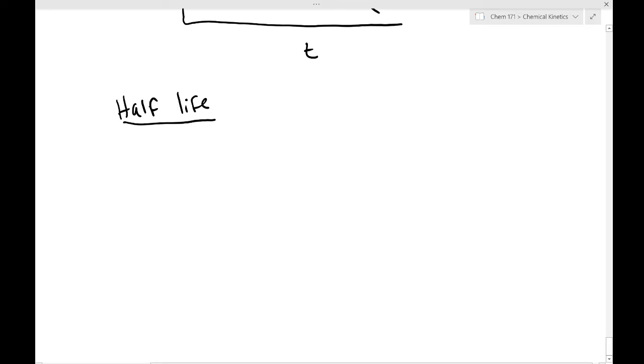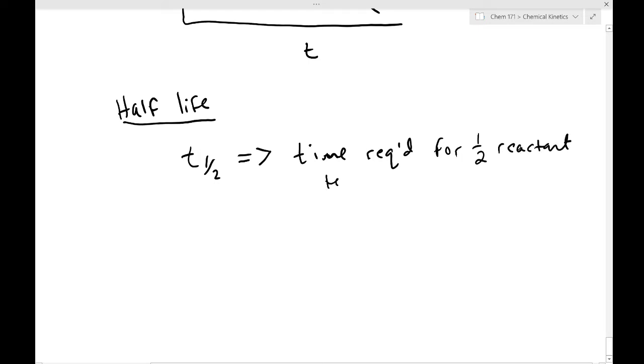A half-life, which is symbolized by T1/2, that's the half-life of a substance, is simply the total time required for half of a reactant to react. So if you start out with 1 mole of reactant, the half-life would be the time it takes for the reactant to reach a concentration of 0.5 moles.